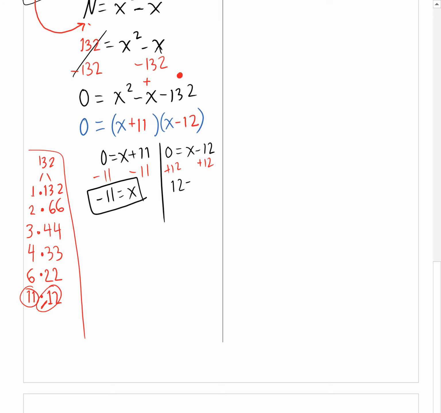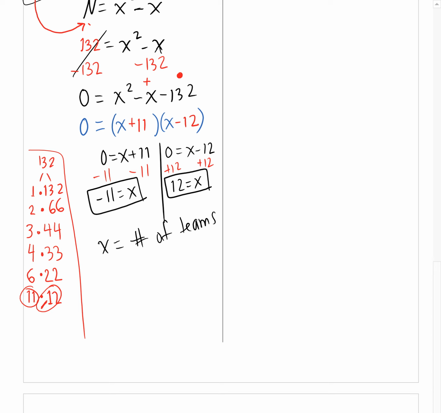But remember, this problem shouldn't have had 2 solutions, because x stood for the number of teams here. If you ask how many teams are in this league, someone wouldn't say negative 11 and 12. There's only one right answer. It's one or the other.